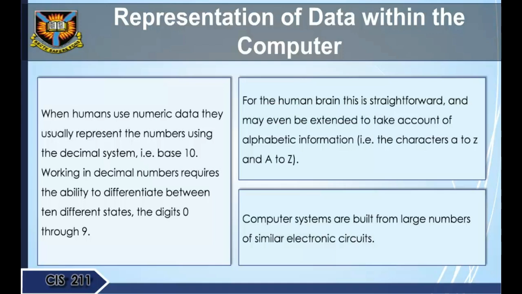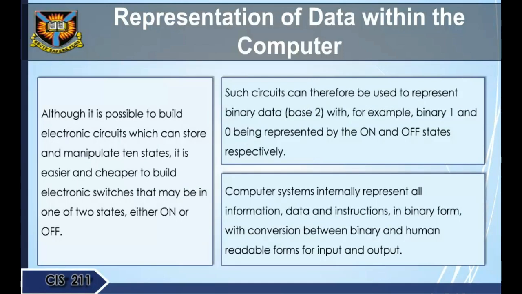Computer systems are built from large numbers of similar electronic circuits. Although it is possible to build electronic circuits which can store and manipulate 10 states, it is easier and cheaper to build electronic switches that may be in one of two states, either on or off. Such circuits can therefore be used to represent binary data, base 2, with, for example, binary 1 and 0 being represented by the on and off state respectively.